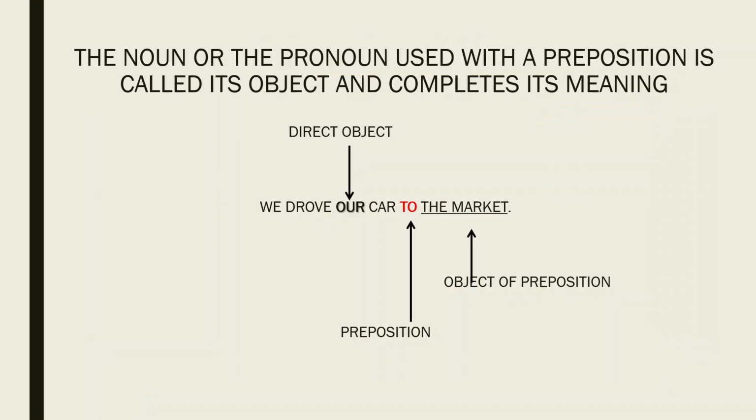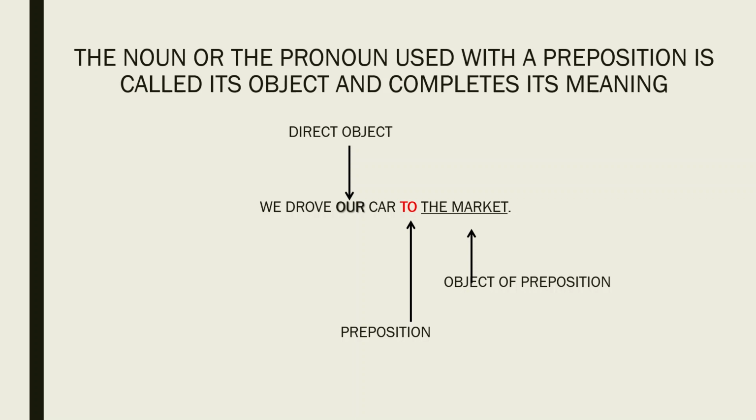Okay, now here we have the object of the preposition. In the previous slide also, when I was speaking, I told you a certain word is an object. But what is an object? The object of a preposition is the noun or the pronoun which is used with the preposition. And these words, these nouns or pronouns, complete the meaning of the preposition.